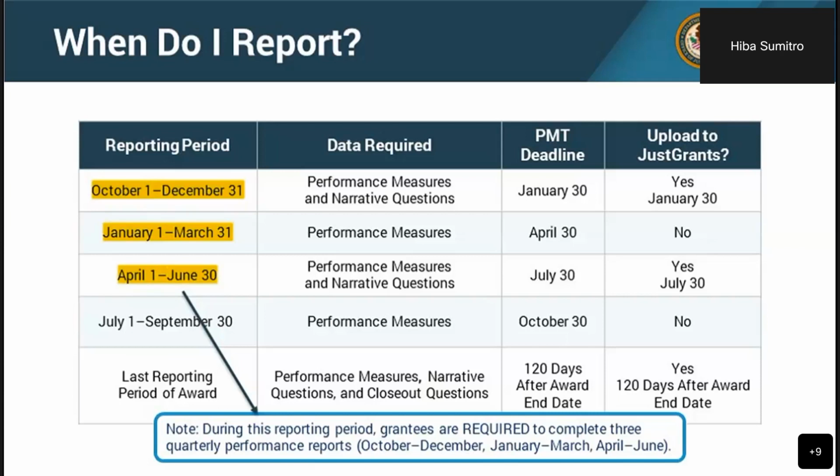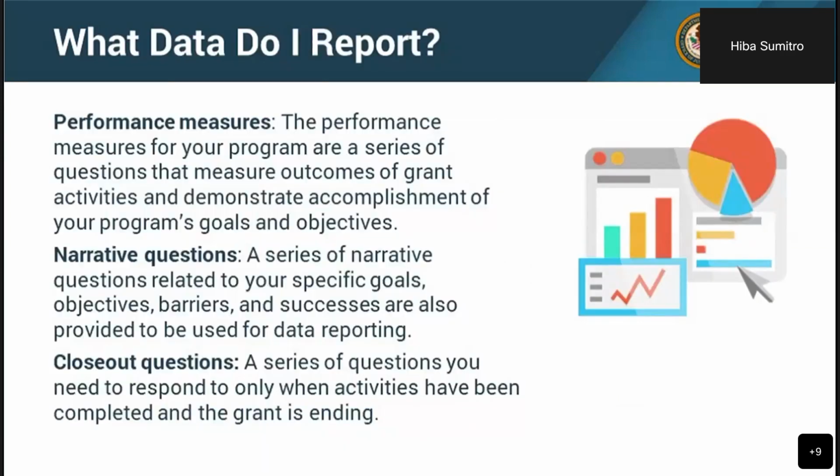Please also note that if you ever need to go back and revise previously completed reports, you will need to contact the PMT Help Desk to help you unlock those reports prior to making revisions. Twice each year, in January and July, CVIPI grantees are required to download a PDF of their PMT report and upload it into JustGrants. We will explain more of what this means in just a few minutes.